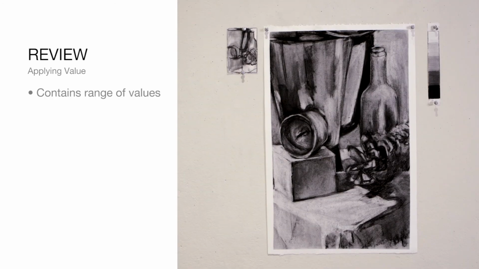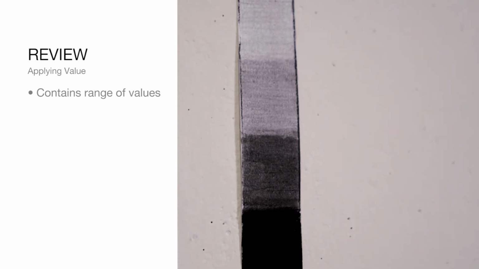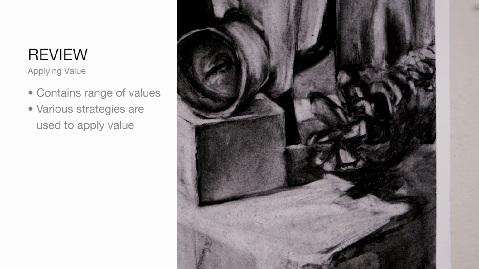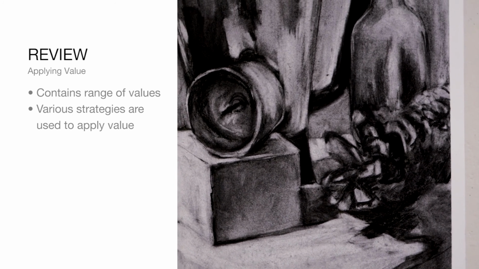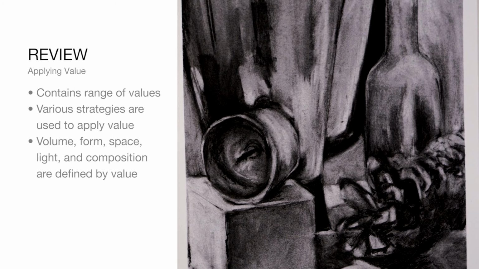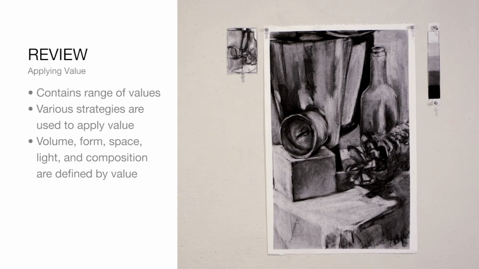First, the drawing contains a range of values from white to black determined by the value scale. Second, various strategies are used to apply the value: direct application, rubbing, hatching, and erasing. Third, volume, form, space, light, and composition are defined and explored through the application of value. Finally, in addition, value is expressive and creates mood in the drawing.